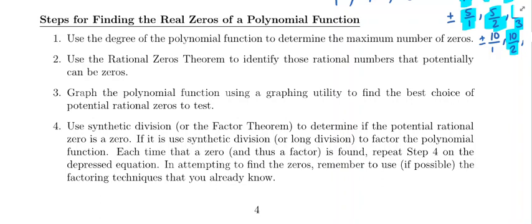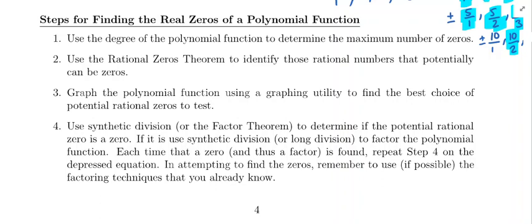In step 4, you're going to use synthetic division or the factor theorem to determine if the potential rational zero is a zero or x-intercept. If it is, use synthetic division to factor the polynomial function. Each time that a zero and thus a factor is found, repeat step 4 on the depressed equation. Depressed equation just means what's remaining.